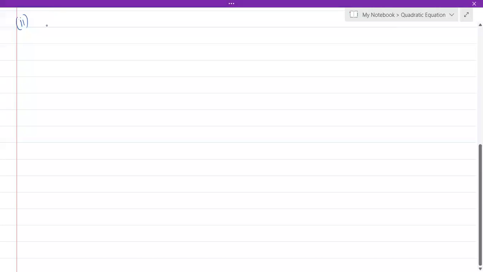So let the two positive consecutive integers be... If I take the first one as x, the next one will be x plus 1. Okay, so what is given?